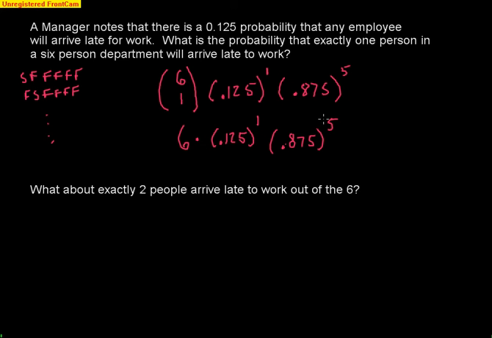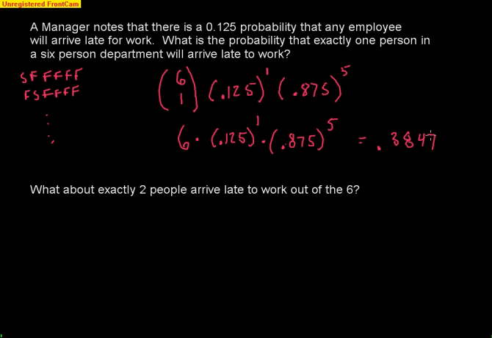So we have 6 times 0.125 times 0.875 raised to the 5th. The answer here I got is 0.3847. So there's a 38.47% chance that exactly one person will be late to work.